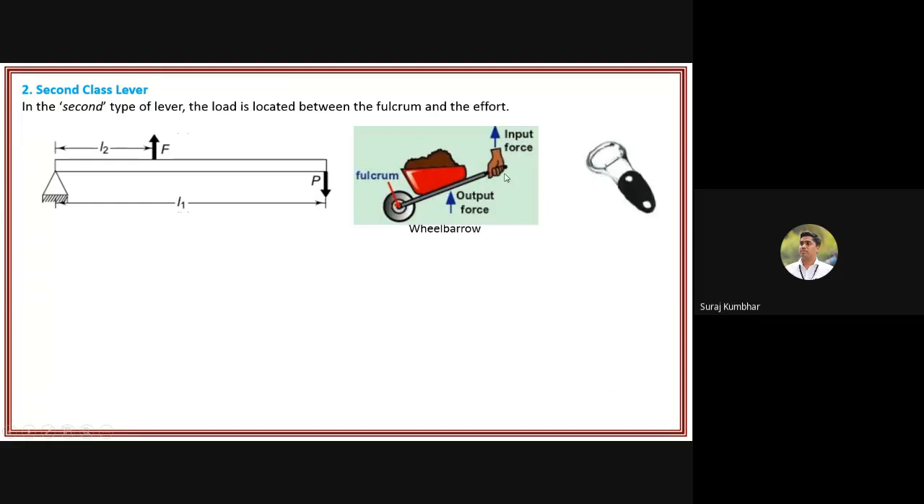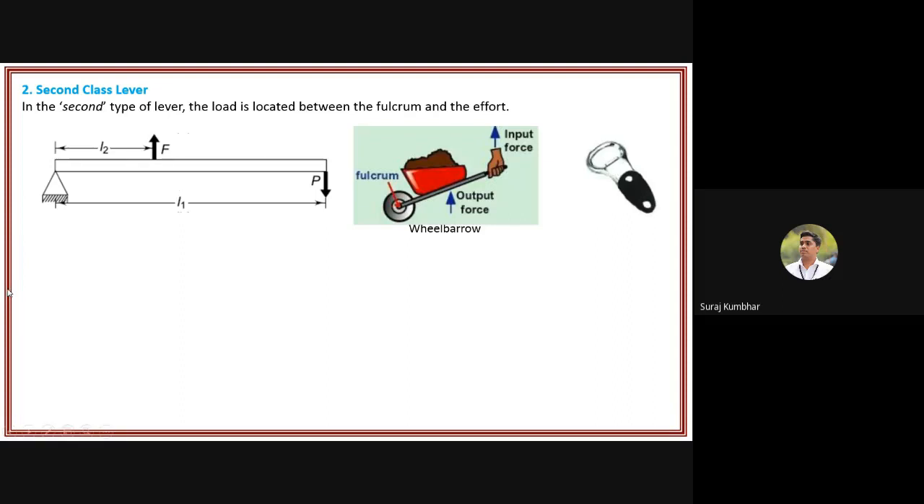Then the second example is a bottle opener. You put the opener at the bottle head and fix the end point of the opener. It is a fixed point, which you can call the fulcrum. At the right hand side, you apply the effort, to pick up the cap of the bottle, and here is the load. So a bottle opener is another example for the second class lever.